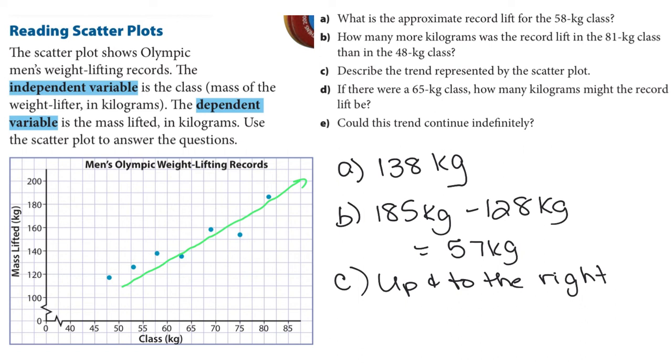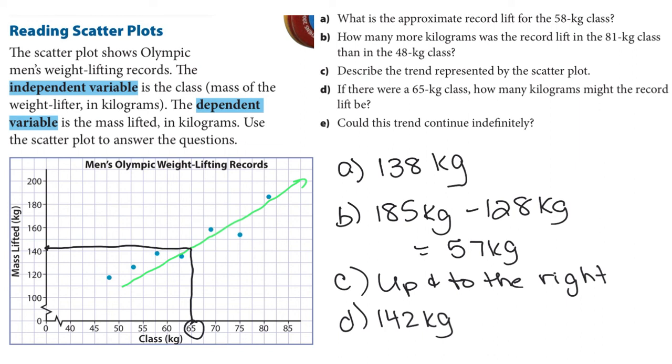If there were a 65 kilogram class, how many kilograms might the lifter be able to lift? If we find 65, I've already drawn this line in here, which is really convenient, because I can just go to the line and come over, and it's just over 140. So we could say that the lifter in the 65 kilogram class might lift about 142 kilograms.